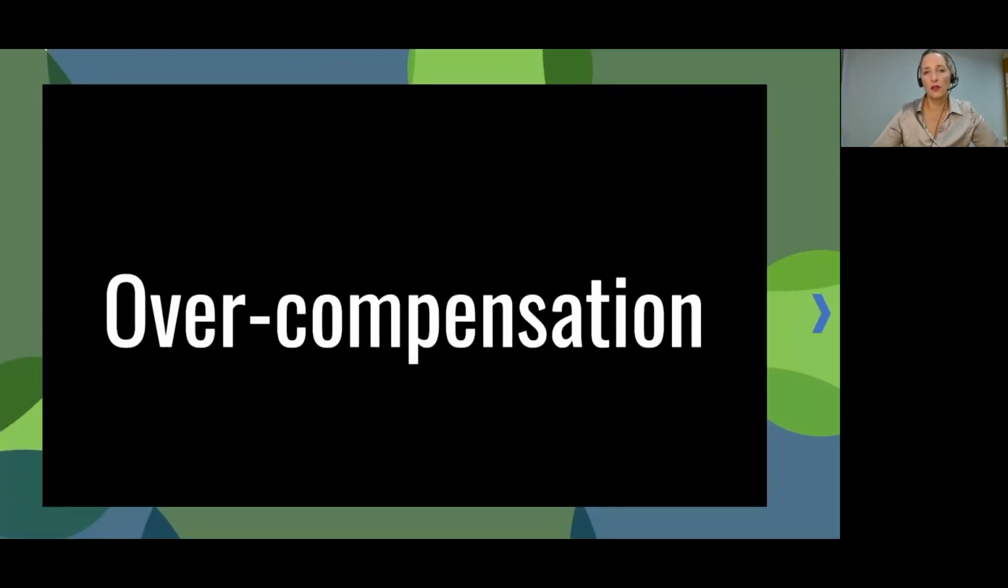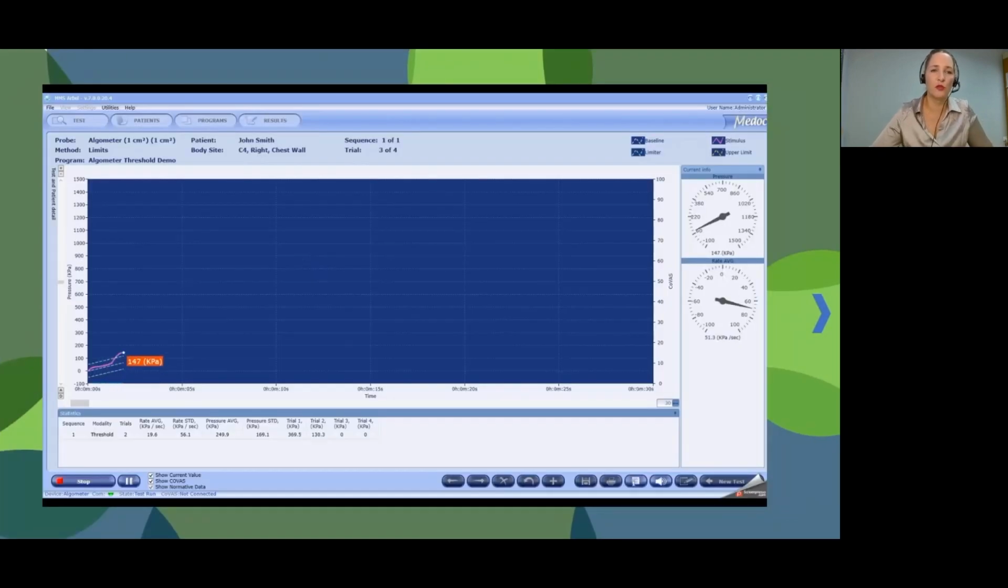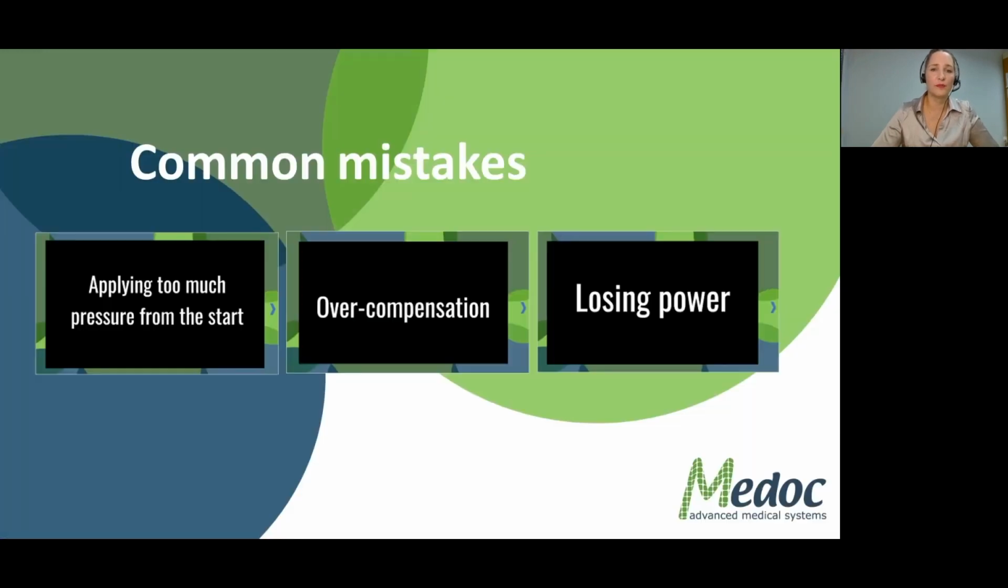Another mistake, and this could be a result of applying too much pressure, is overcompensation. So I applied too much pressure, and now I'm relieving the pressure, and the patient is totally confused about what's going on. It was more pressure, now it's less pressure. Are we getting there? And what I would do in the case that you're applying too much pressure, instead of relieving the pressure, stay at the same pressure until you meet the line, the white line, and then start following the line. Or redo the test. This is also a possibility. But there are options to do it otherwise and not overcompensate.